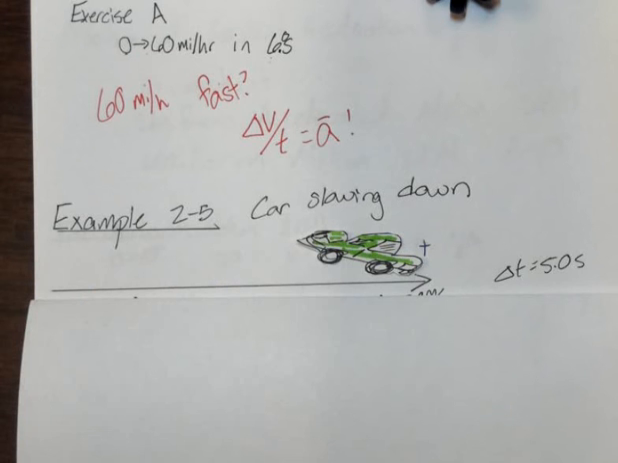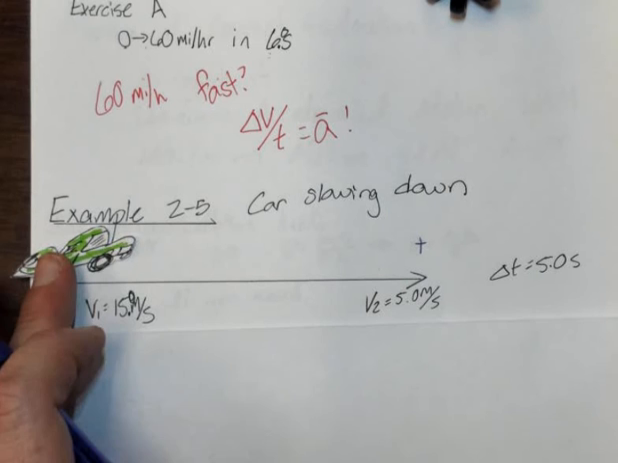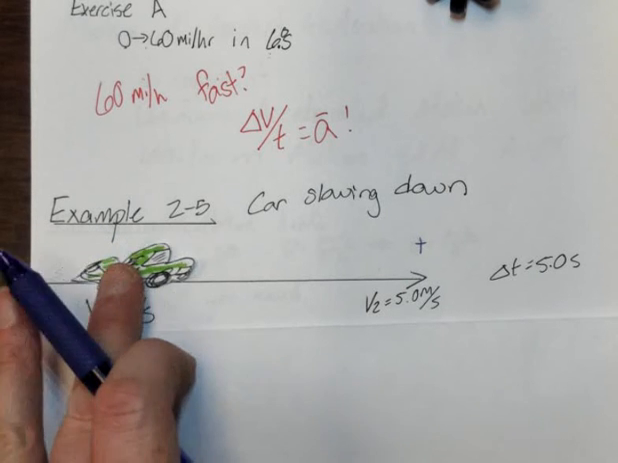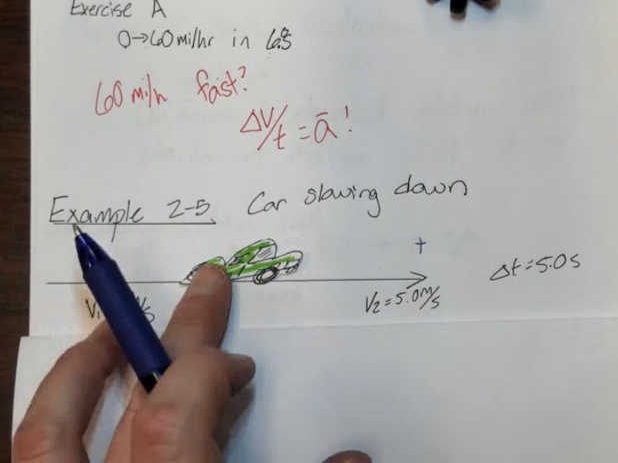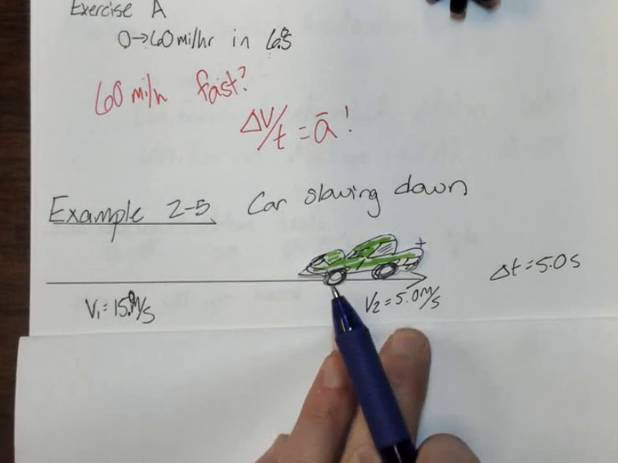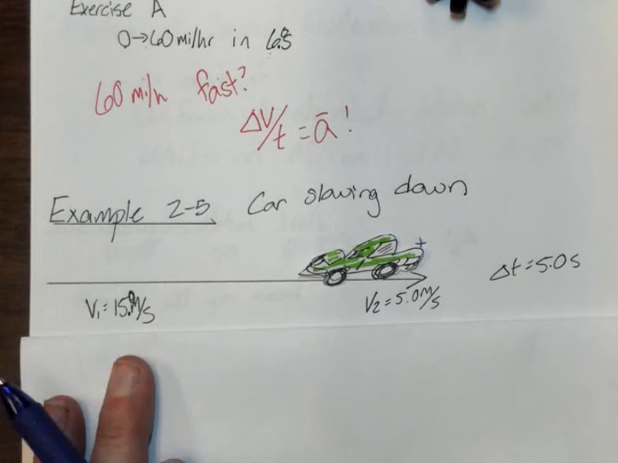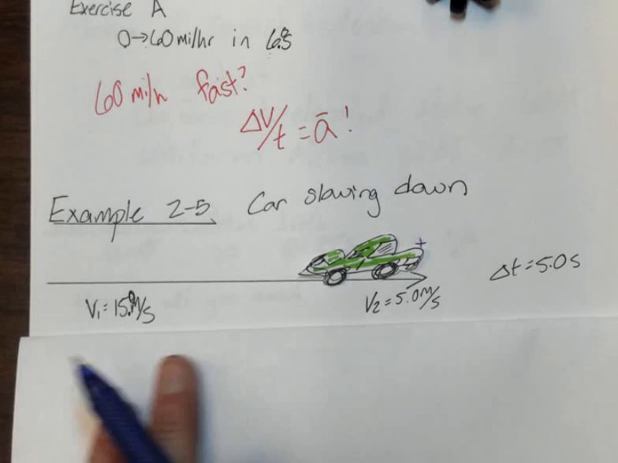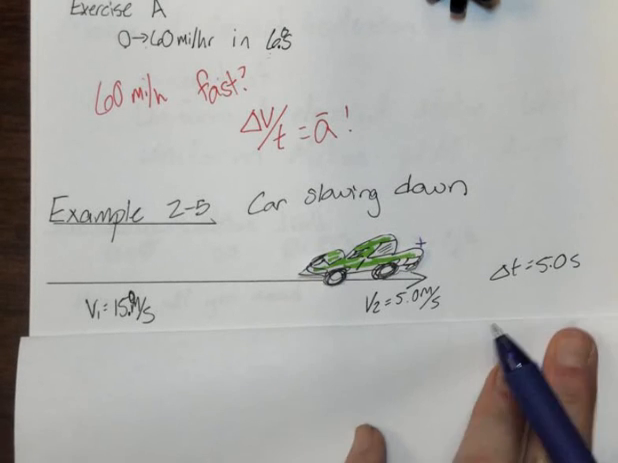When it starts out, its velocity is 15 meters per second. So over here it's traveling at 15 meters per second. Every second it's traveling 15 meters. Then it puts on its brakes, and its velocity at the second time is 5 meters per second. So we've decreased our velocity from 15 to 5 meters per second, and that change occurred over 5 seconds.